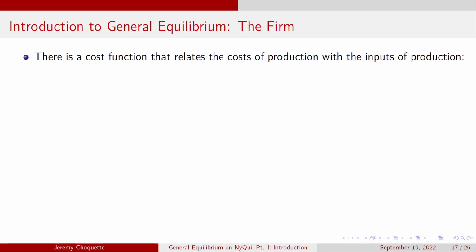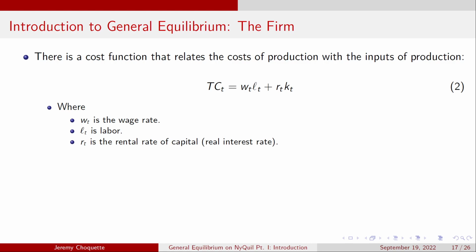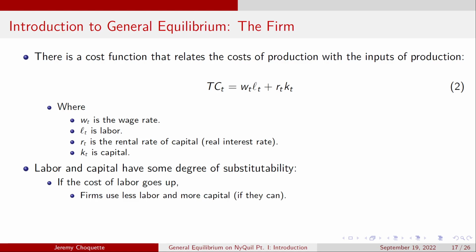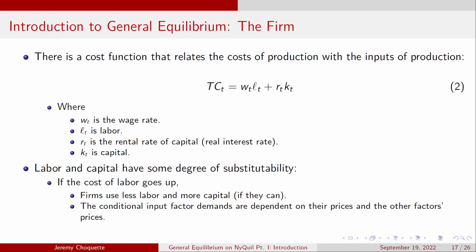Anyways, moving along. There's a cost function that relates the cost of production with the inputs of production. So total cost is the wage rate times the amount of labor that you use, W times L, plus the rental rate of capital, which is the real interest rate, times the amount of capital that's being used in production. Now, labor and capital, as I've mentioned before, have some degree of substitutability. If the cost of labor goes up, firms are going to use less labor and more capital, if that's possible. It's not always possible, but sometimes it is. So you can say the conditional input factor demands are dependent on their prices and the other factors' prices.